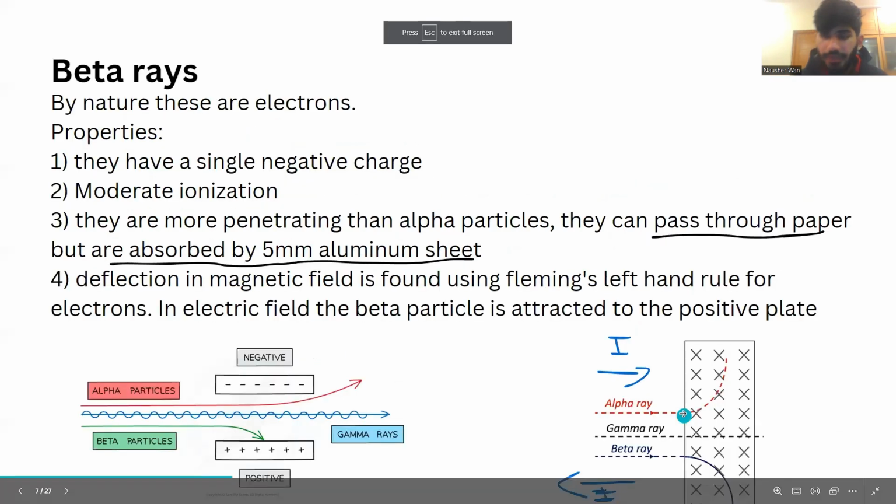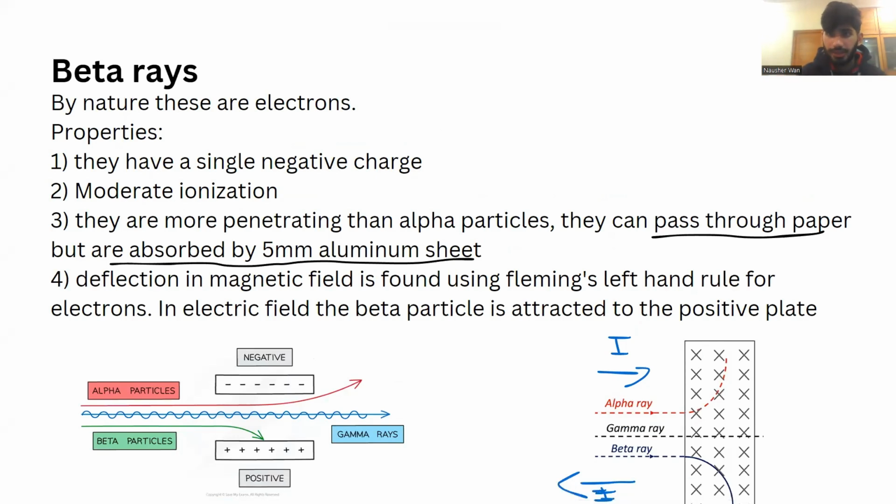So that's why we take the opposite direction when we're talking about any sort of negative charge. In this case, beta rays were negative, but if there was even a single negative charge in this case, you would do the same thing. You would take the current direction completely opposite.